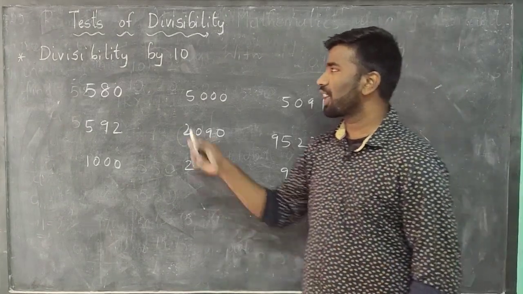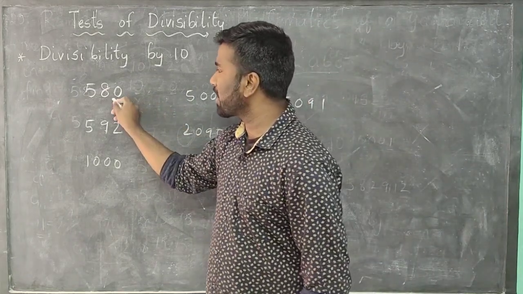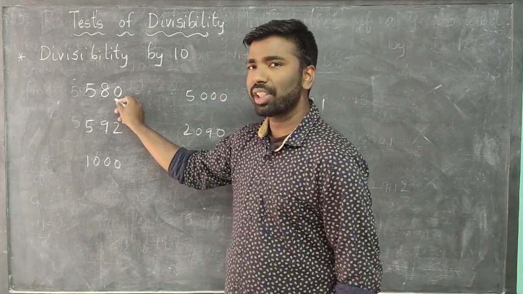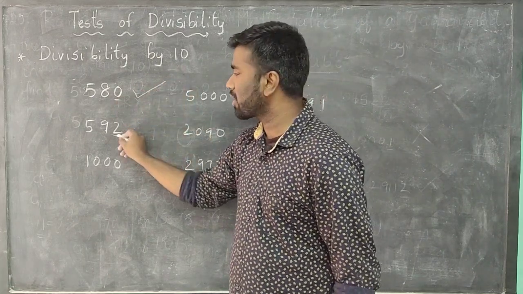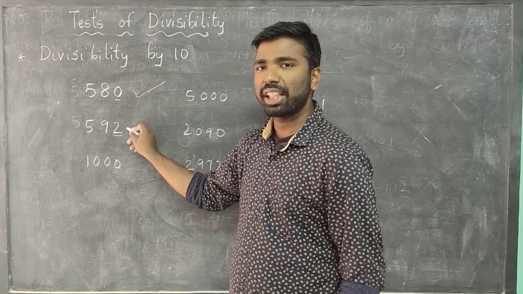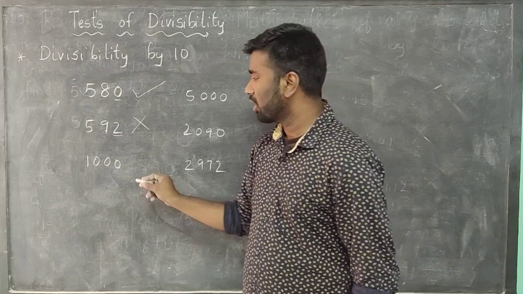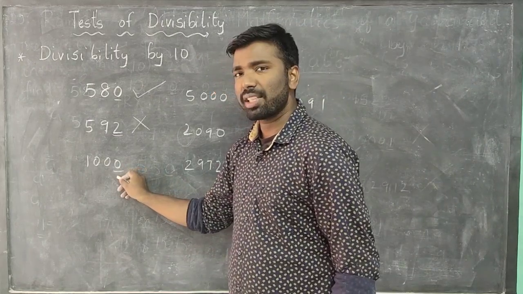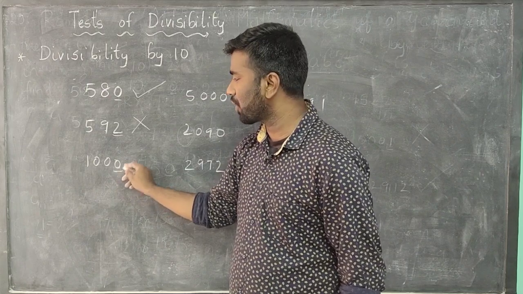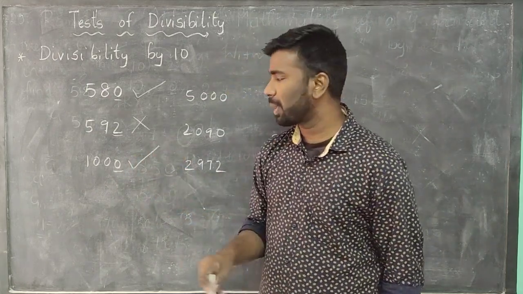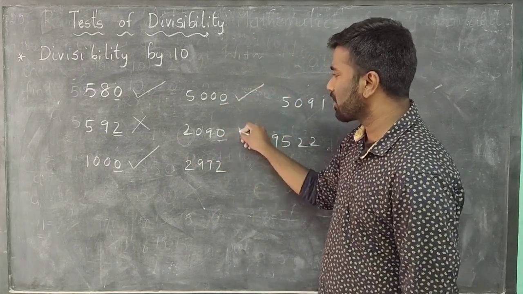Students, now we check for the divisibility test for these numbers. Now, in case of this number, in the unit digit we have 0, that means it is completely divisible by 10. In case of this number, the number is not ending with 0, that means this number is not divisible by 10. In case of this number, the number is ending with 0. In the unit place we have 0, this number is divisible by 10. This number is divisible by 10. Again, this is divisible by 10.